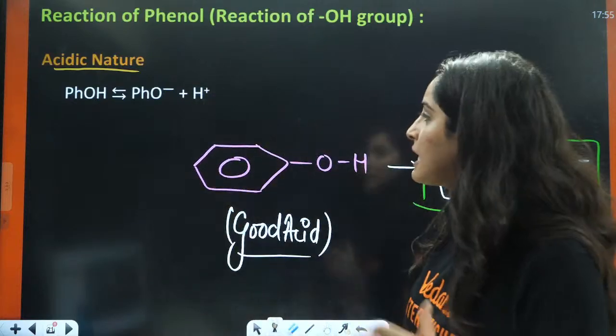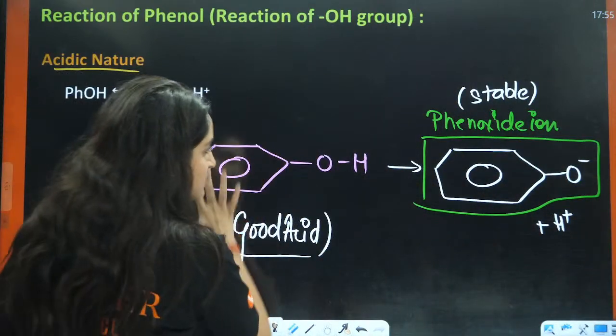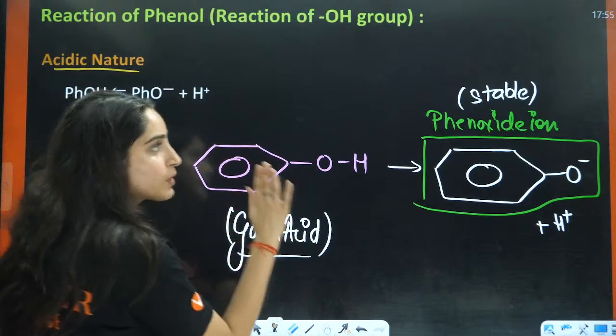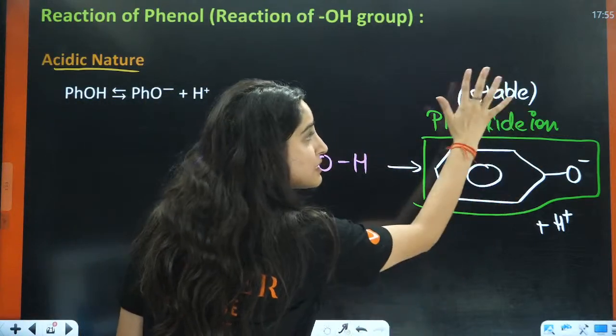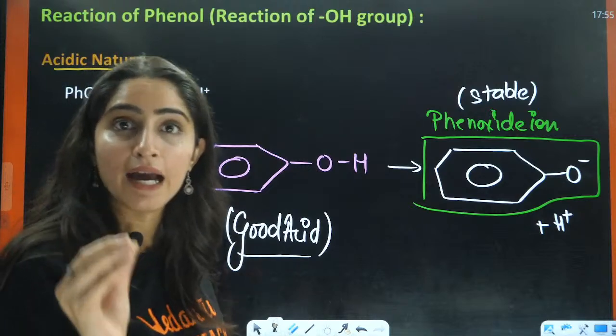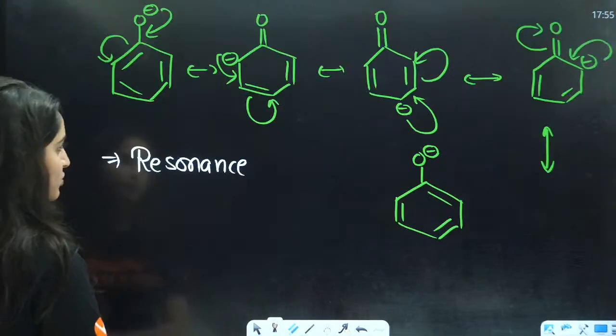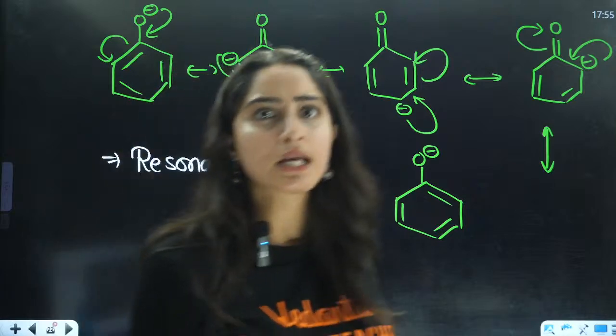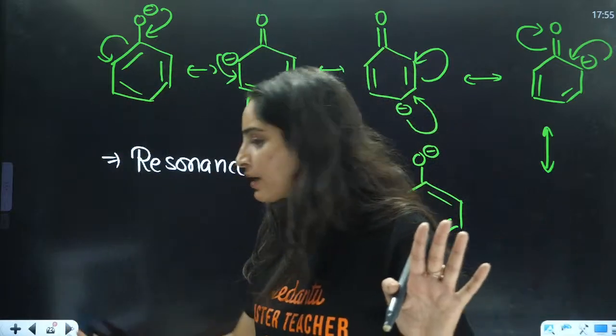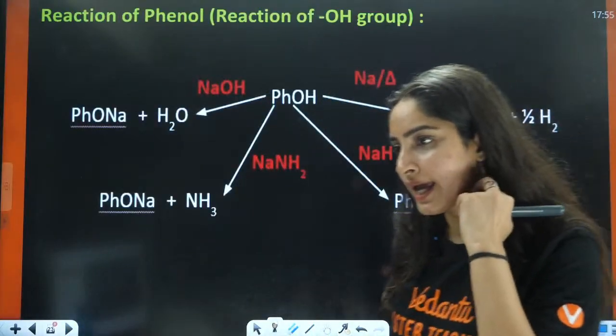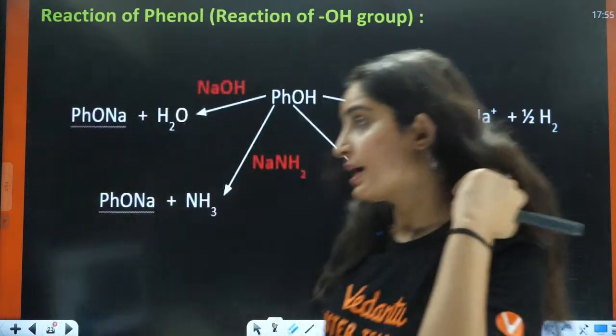Okay. Yes. Now, here this is basically a good acid, because this phenoxide ion is a very, very stable ion because of the resonance. Understood? Yes. Simple, right? Okay.